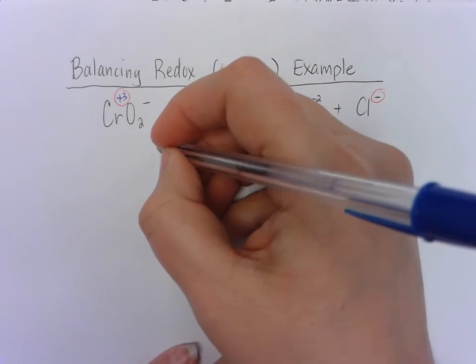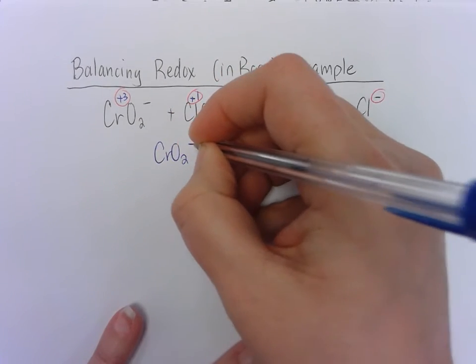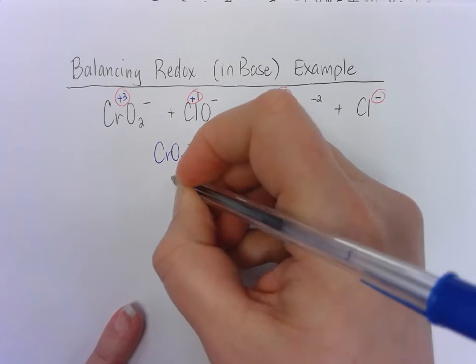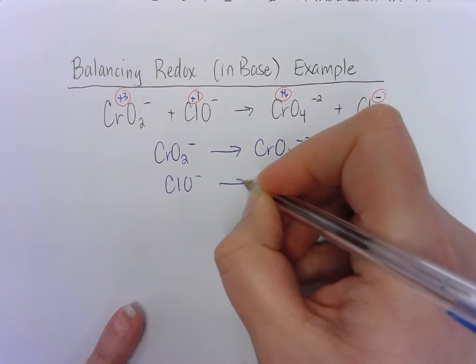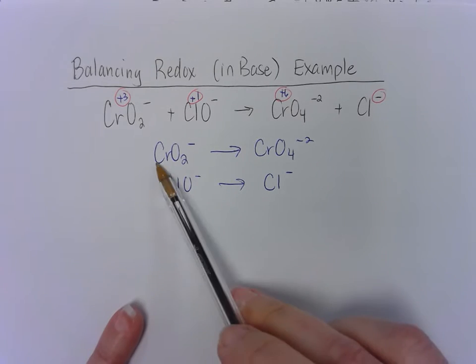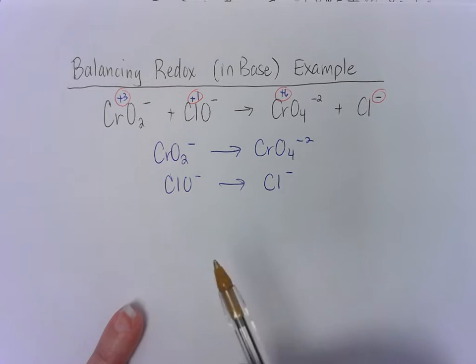We have the CrO2 minus converting into the CrO4 minus 2, and we have the ClO minus converting into the Cl minus. After you do that, we need to make sure that all of our atoms are balanced. We have 1 chromium, 1 chlorine, 1 chlorine, so that one's fine. And we now are at the step where we need to find the electrons.